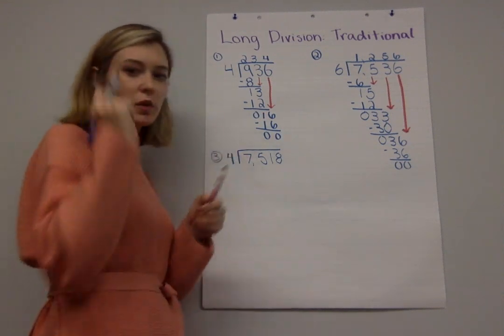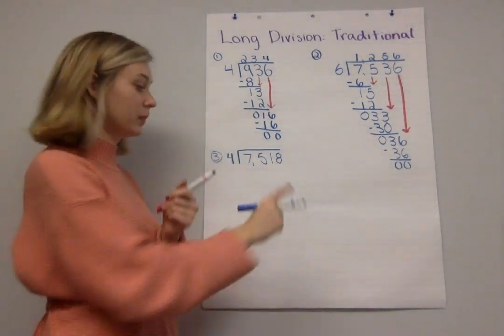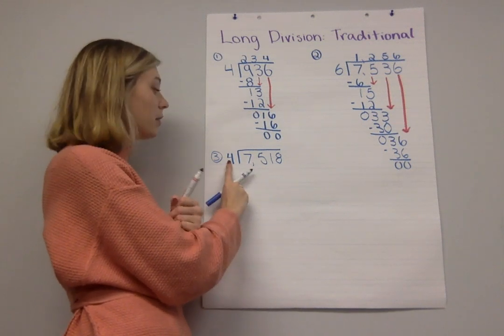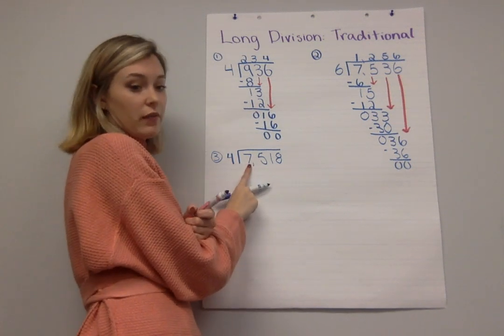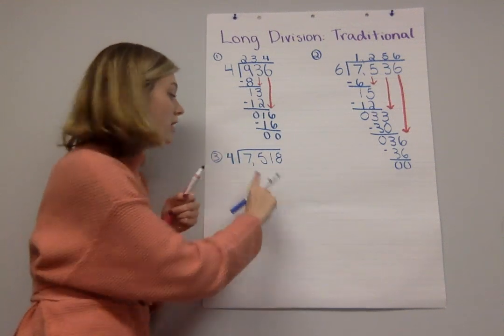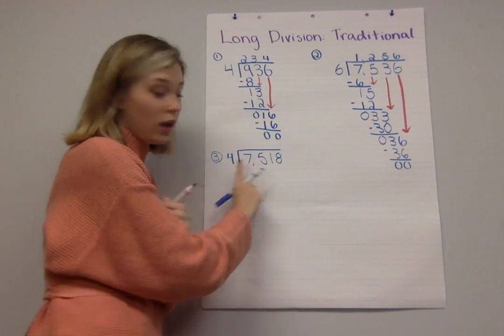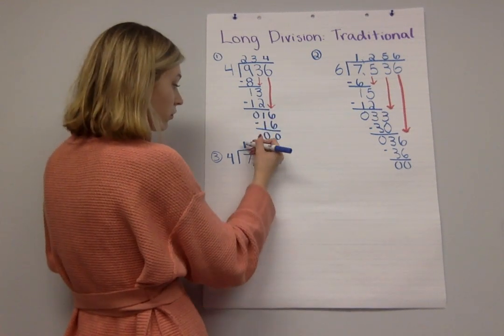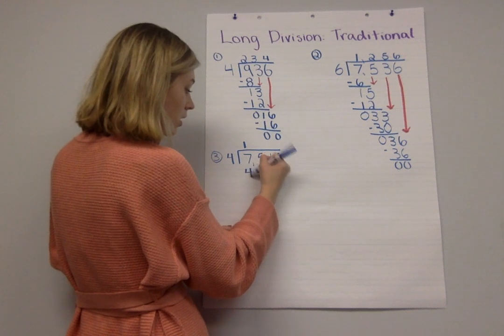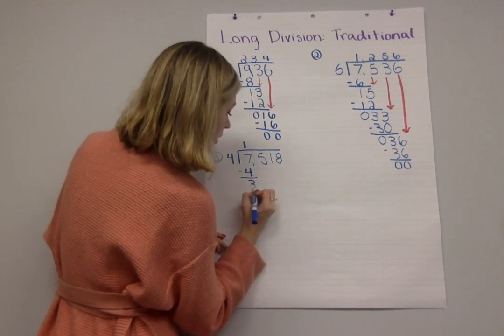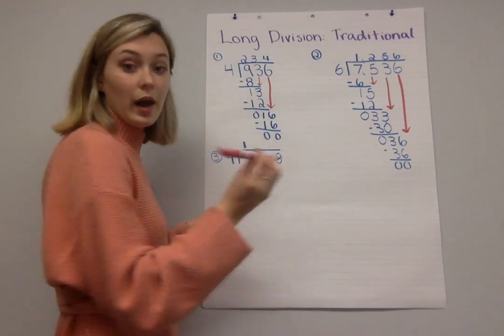All right, first question I ask myself, where do I start? In the biggest place value, which in this case is the thousands. How many times does 4 go into 7? Just once, because if I did 4 times 2, that's 8, and that goes over our number, so we can't do that. So we're going to start with 4 times 1. 4 times 1 is 4. 7 minus 4 is 3. And now I bring down.